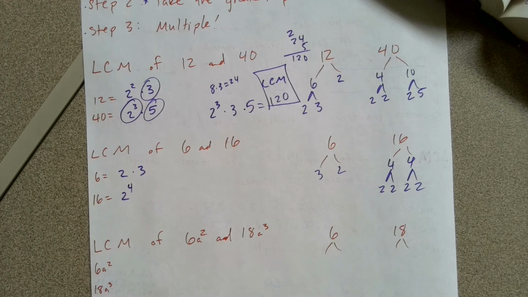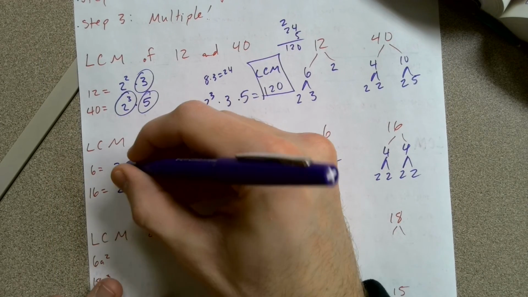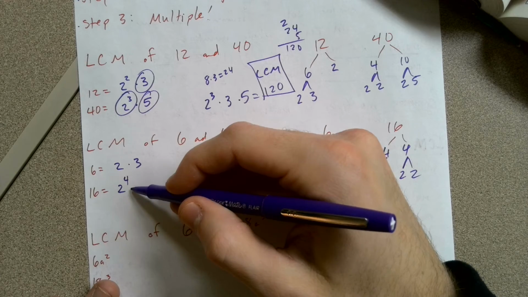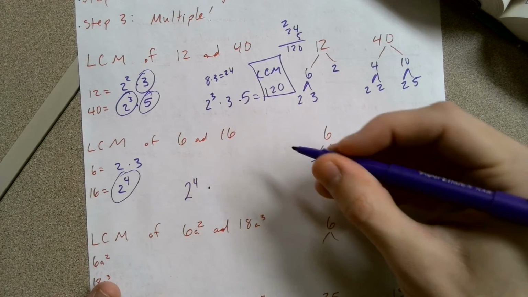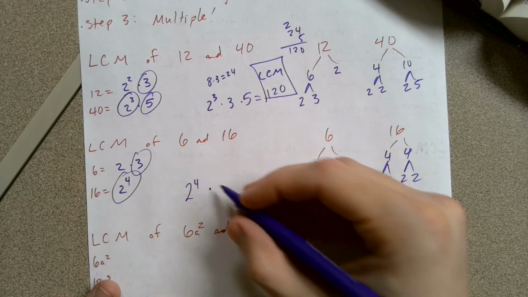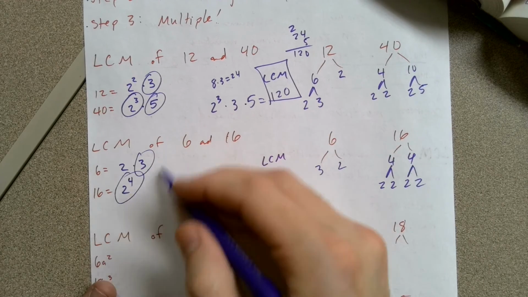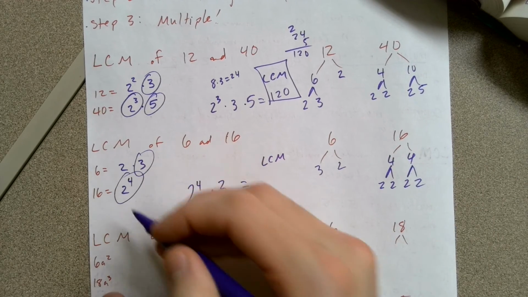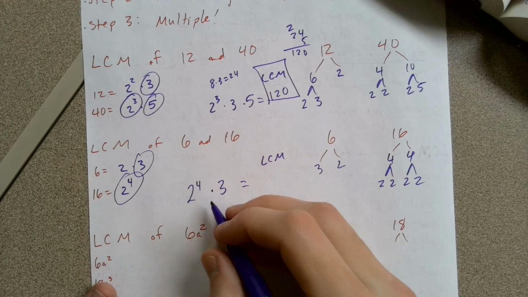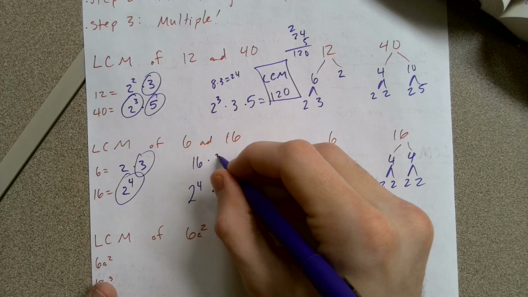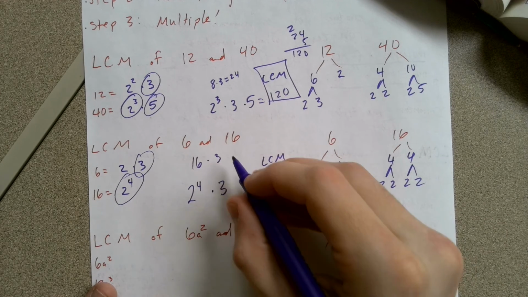All right, so I'm looking at my factors here. I'm finding the greatest power of each factor. So I start with my 2s. This is 2 to the first. This one's 2 to the fourth. So this is the bigger one. We're going to take that one, 2 to the fourth. And 3, we only have one 3, so we're going to take that one right up here. And this is going to be our LCM. We used all those factors that we had. We used a 2 and a 3. And we multiply them together. 2 to the fourth, I know that is going to be 16, times 3. That would be 48.